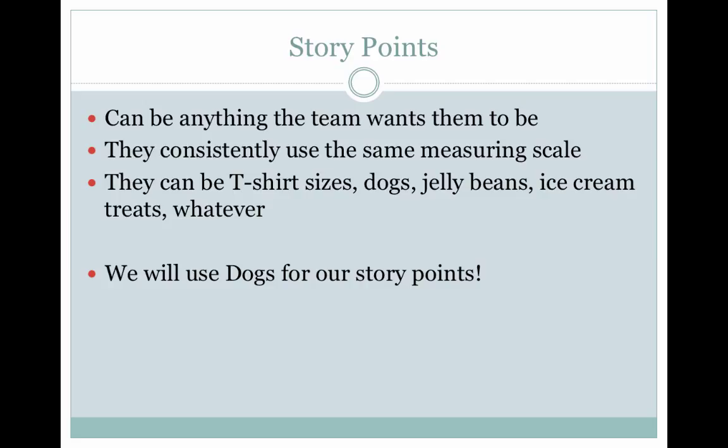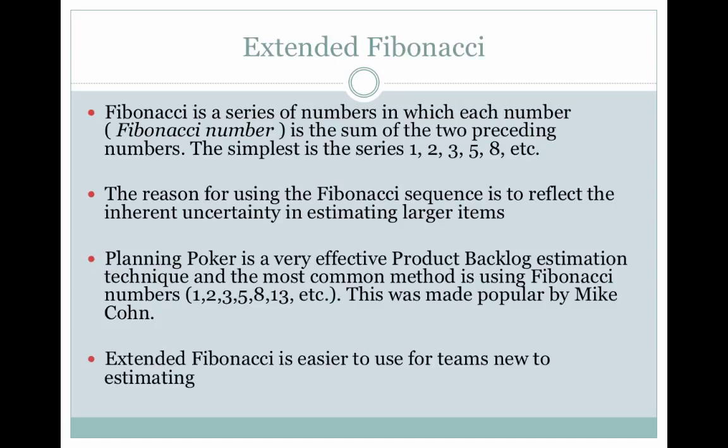The team will decide what they want to use in story pointing. For this training, we're going to use our dogs here at Burris as our story points. And we're going to use the extended Fibonacci. The Fibonacci is a series of numbers where each number is the sum of the two preceding. The simplest series is 1, 2, 3, 5, 8, 13, 20, and we'll explain the 20.